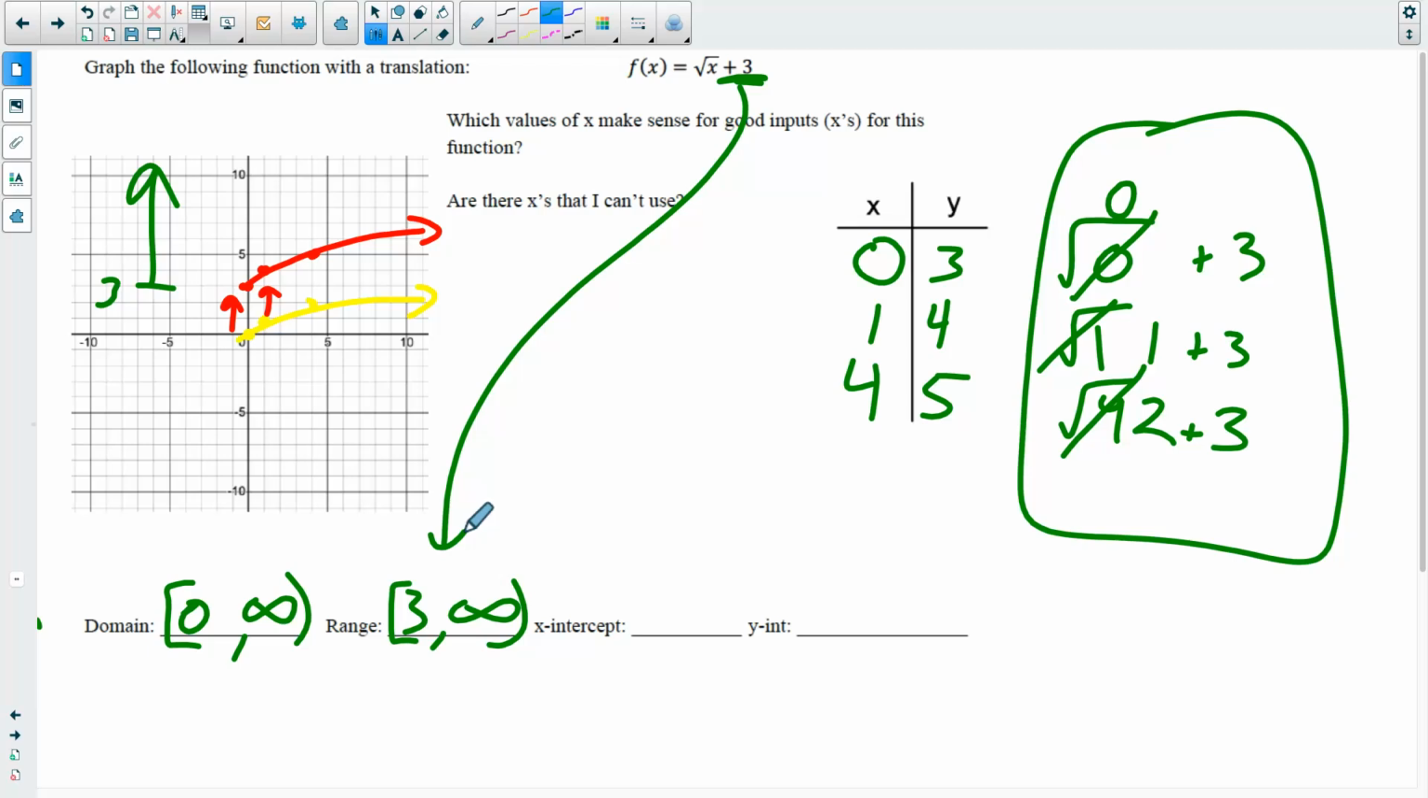Now, x-intercept. Where do I cross the x-axis? I don't. So there's none. Right? I never cross this. My mother function did, but my actual function does not. Y-intercept. 0, 3. No work required for that.